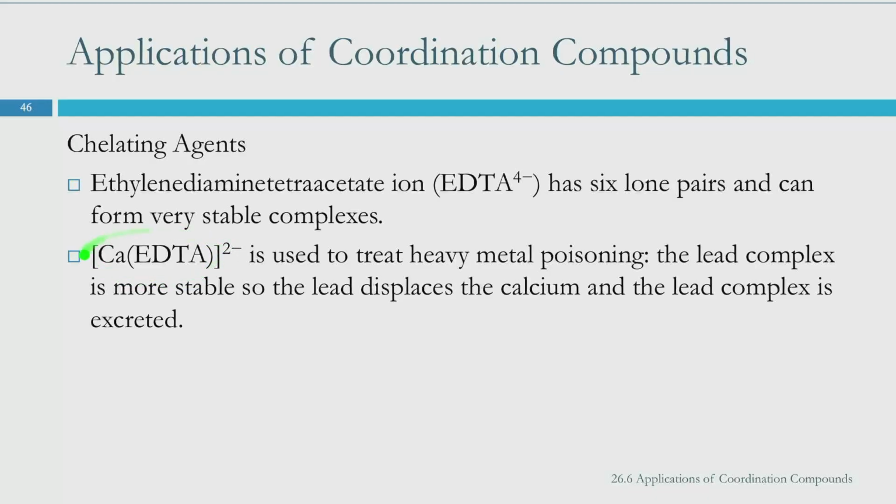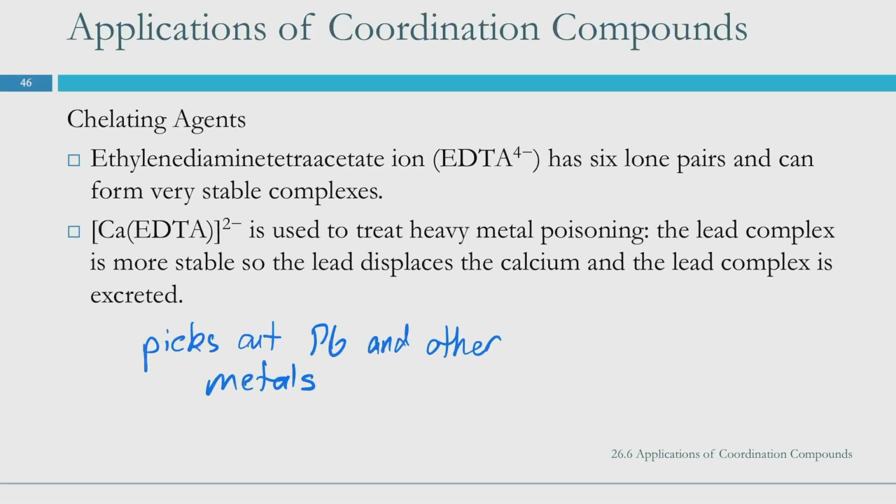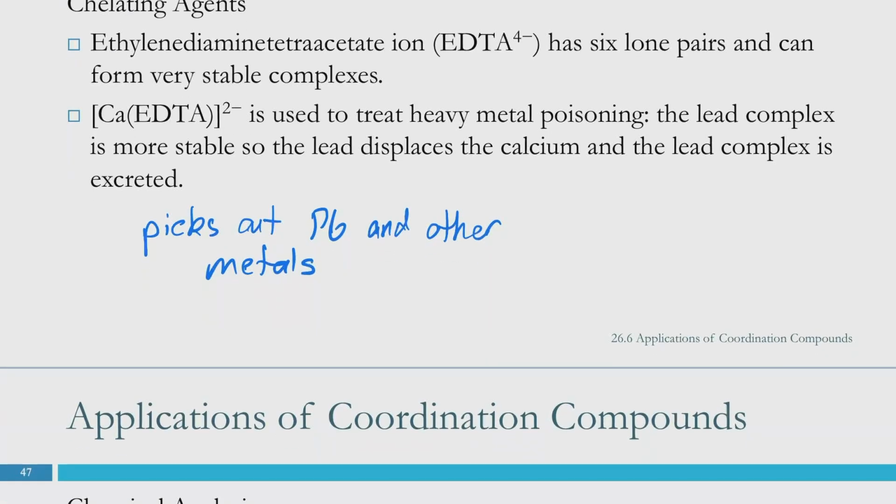And so you can use things like calcium ethylene diamine tetraacetate to treat heavy metal poisoning. You can add it to your body, and the lead is going to displace the calcium. So this picks out lead and probably some other metals. And then because of how big and bulky it is, that lead doesn't go throughout the rest of your system. That EDTA group holds onto it, and your body can pick it up and remove it from your system. So that's one use for chelating agents.